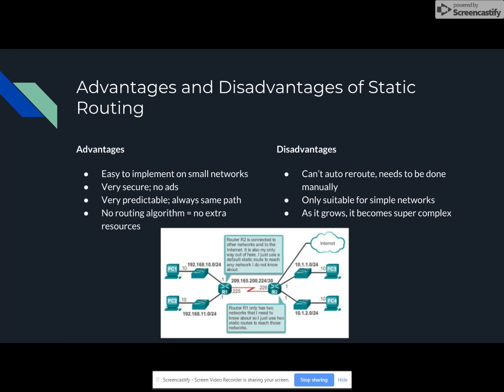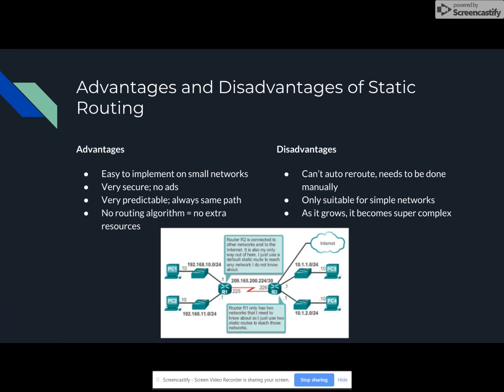So there are advantages and disadvantages for each of them. For static routing, some of the advantages are that it's a lot easier to implement when you're using a smaller network, like only a few PCs. It's a lot easier to just use static than it is to bother with doing dynamic. It's very secure and it has no ads, which are sometimes sent with dynamic routing protocols. It's very predictable because it has one path to get somewhere. It's always the same path no matter what. So you always know how it's going to work, what the destination will be.